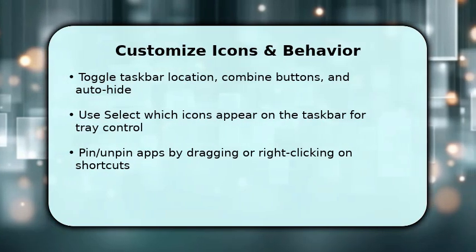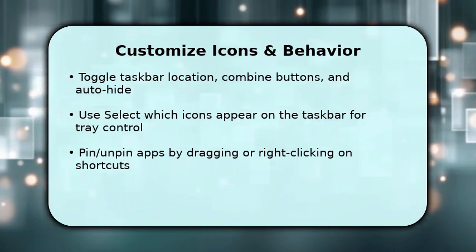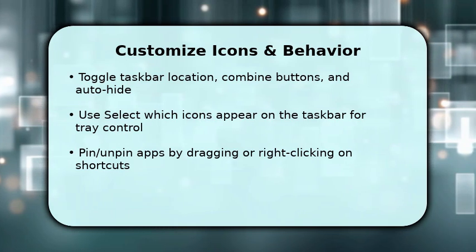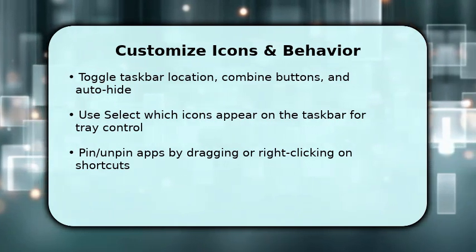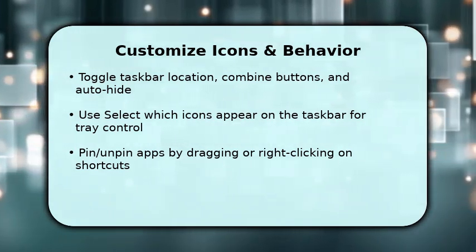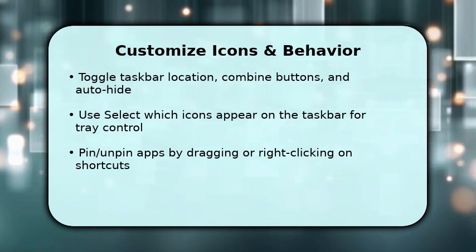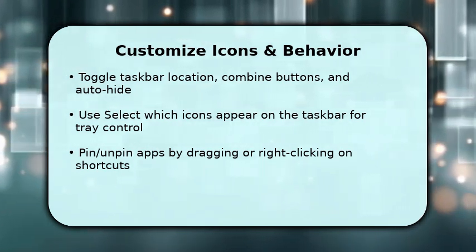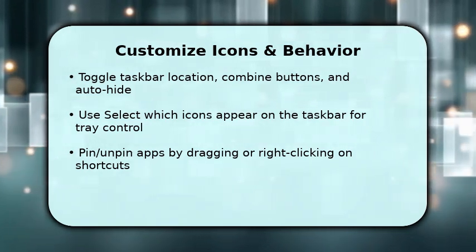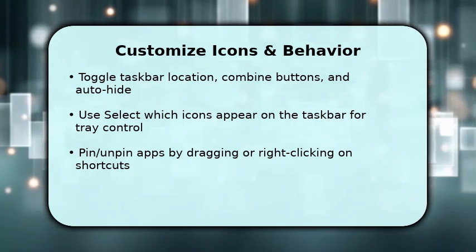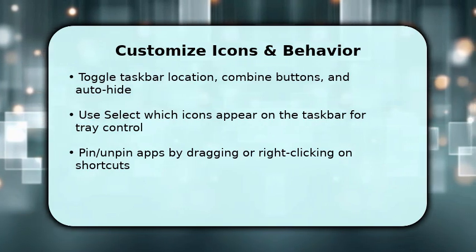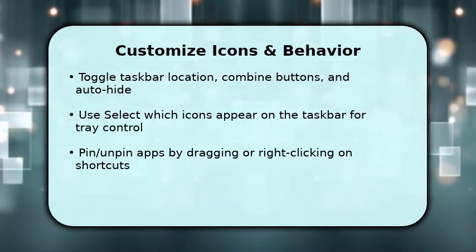Now focus on the core options. Set taskbar location, combine buttons, and enable auto-hide to control space. Adjusting these changes layout and workflow. You'll also click Select which icons appear to reduce clutter in the notification area, because fewer icons mean less distraction and faster access. Pin apps by dragging a shortcut to the taskbar or right-clicking an open app and choosing Pin to Taskbar. Make changes, observe results, and iterate until the arrangement feels efficient.